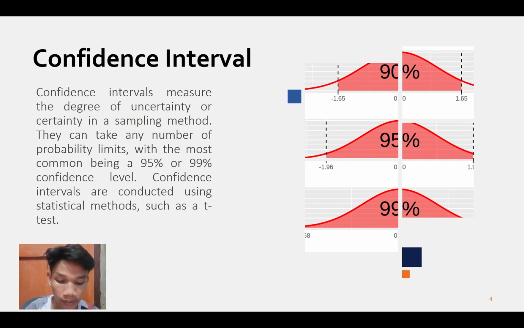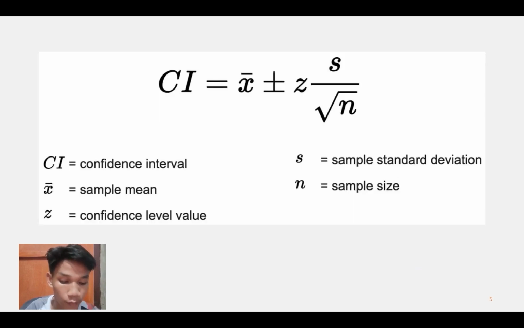So, next, we have the formula for the confidence interval, where confidence interval is equal to the sample mean, adding and subtracting the critical value multiplied by the sample standard deviation over the square root of the sample size.